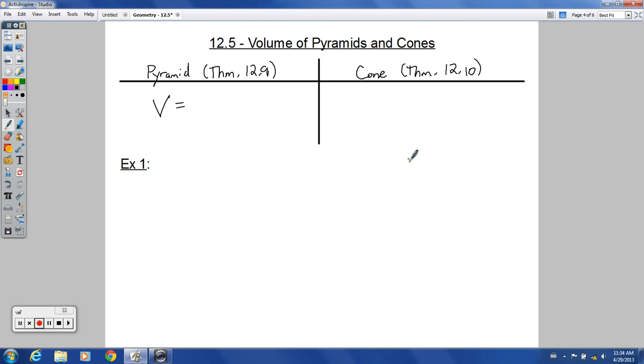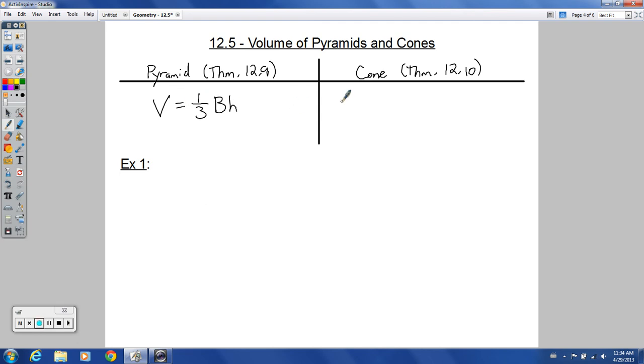So what does that mean in terms of the volume formula? It means this. That wasn't a proof of why this works. That was just a demonstration, a singular example of why that worked. But the pyramid volume is 1/3 of what the prism volume would be. So it's 1/3 base times height.